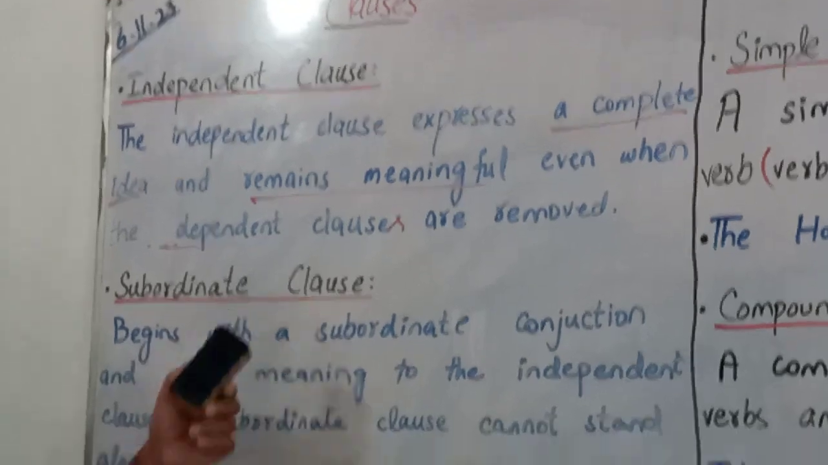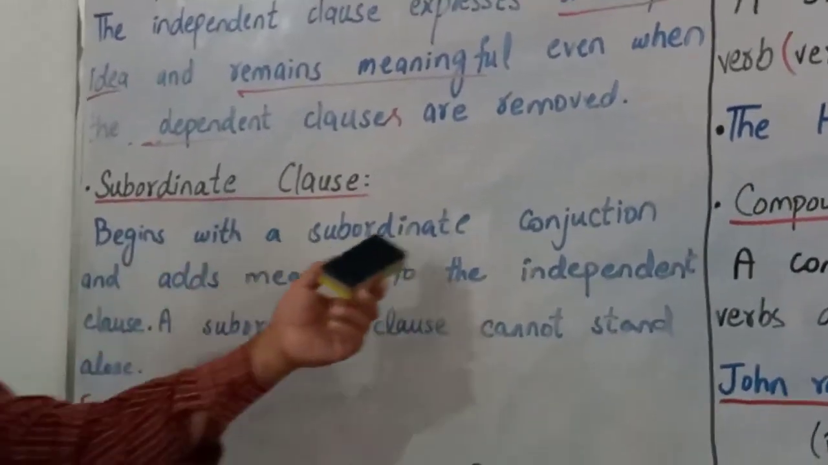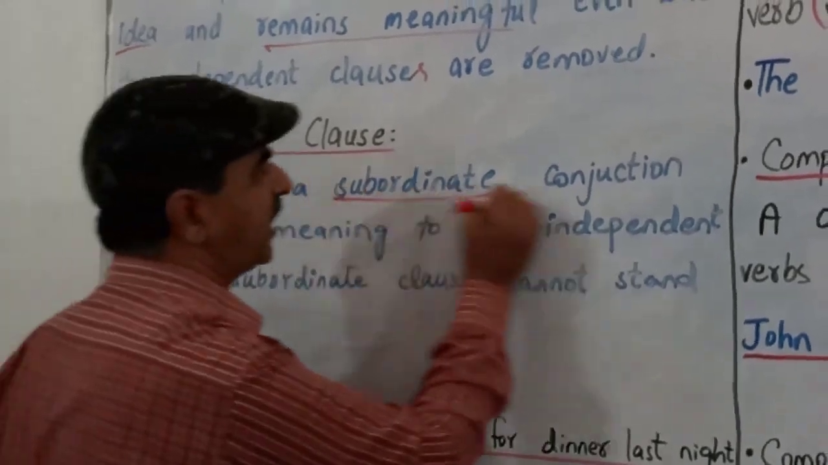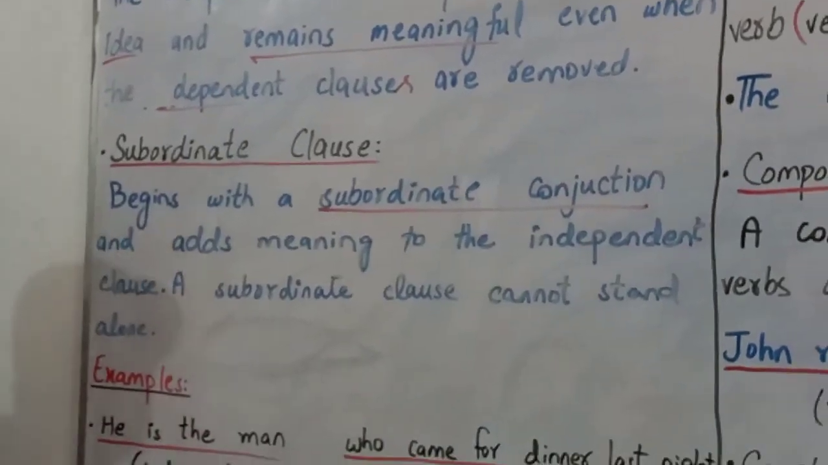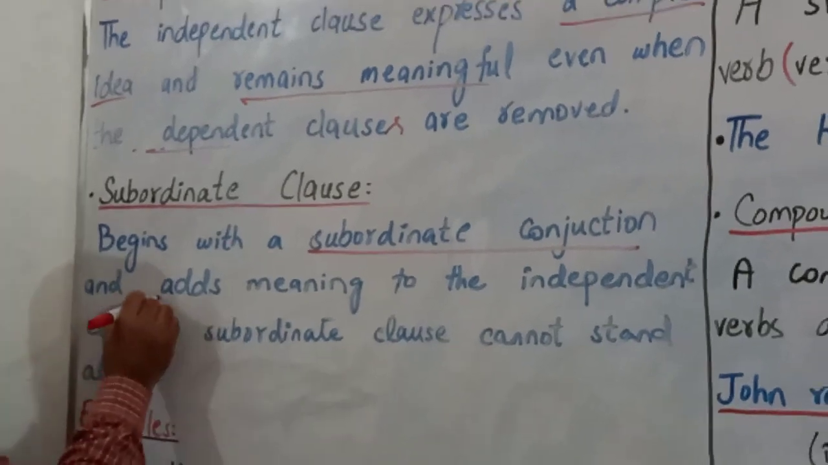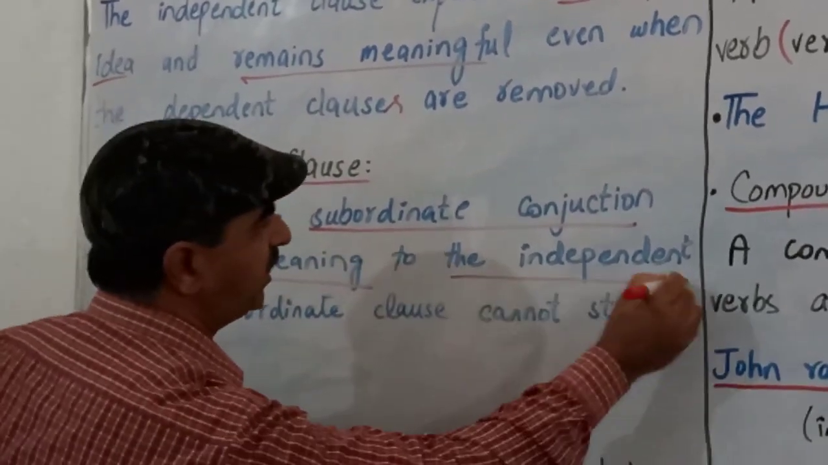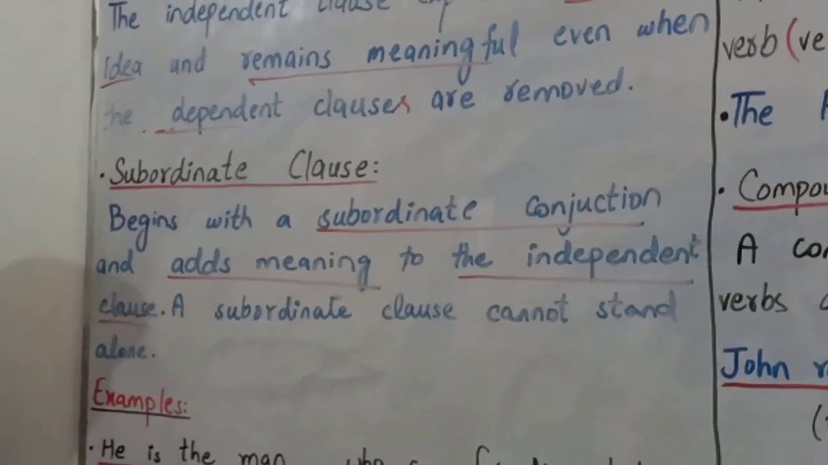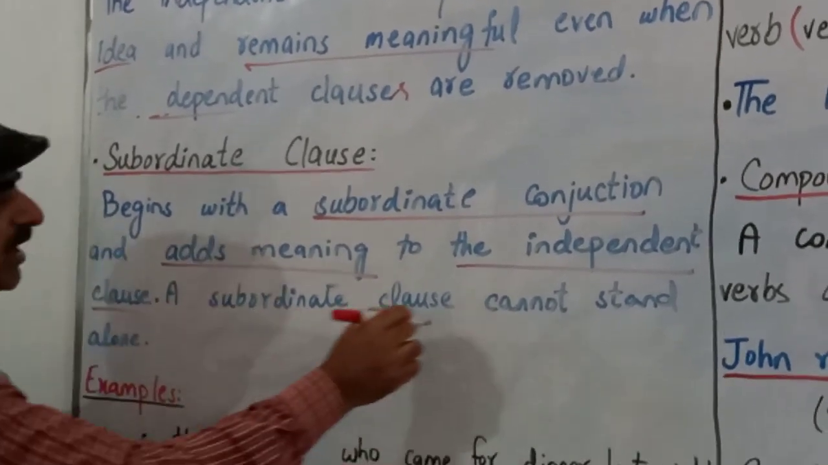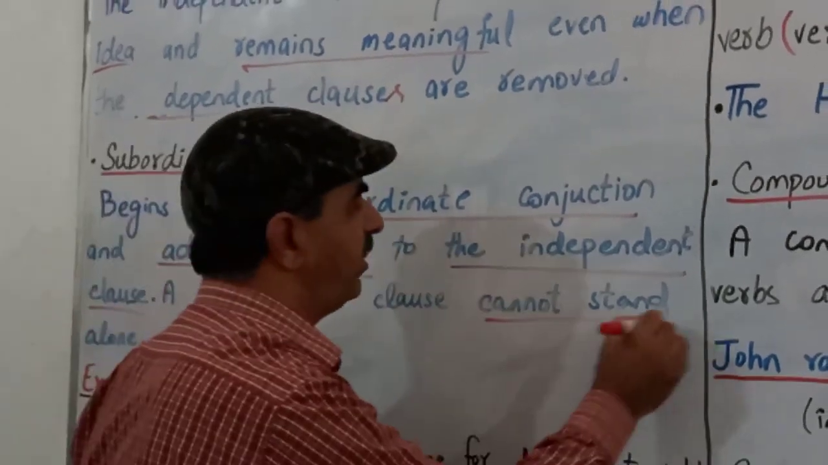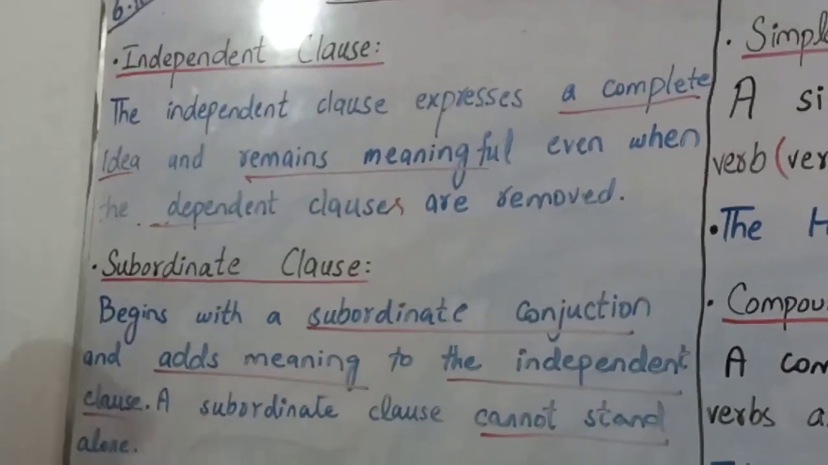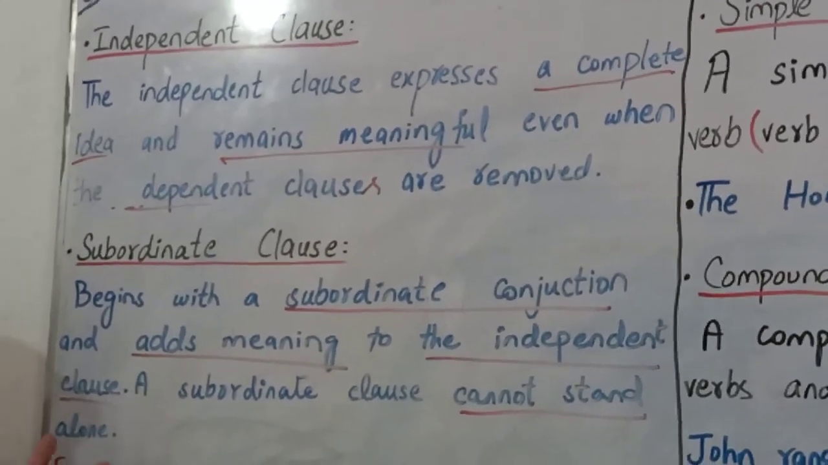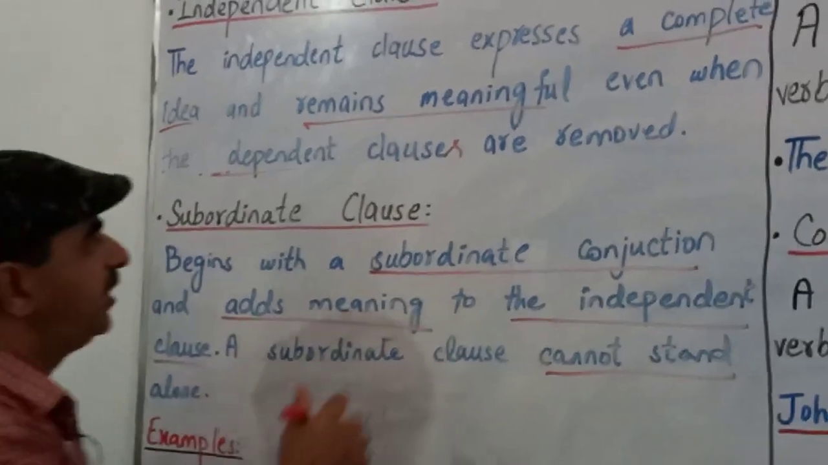Then there is the subordinate clause. It begins with a subordinating conjunction, and adds meaning to the independent clause. A subordinate clause cannot stand alone, but an independent clause can stand alone. Subordinate also means dependent clause.